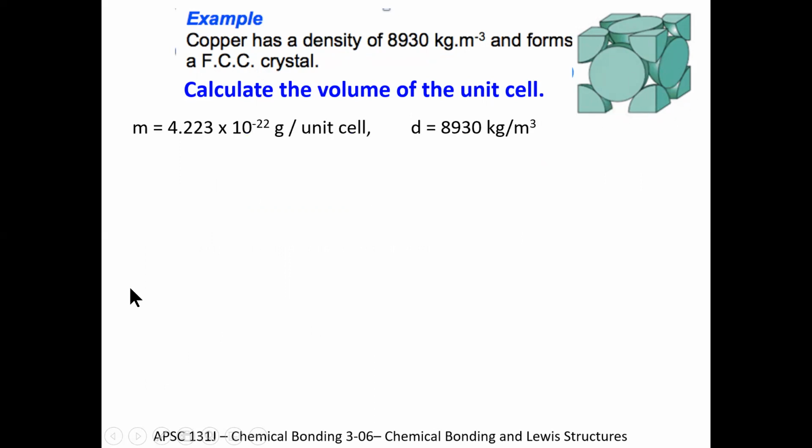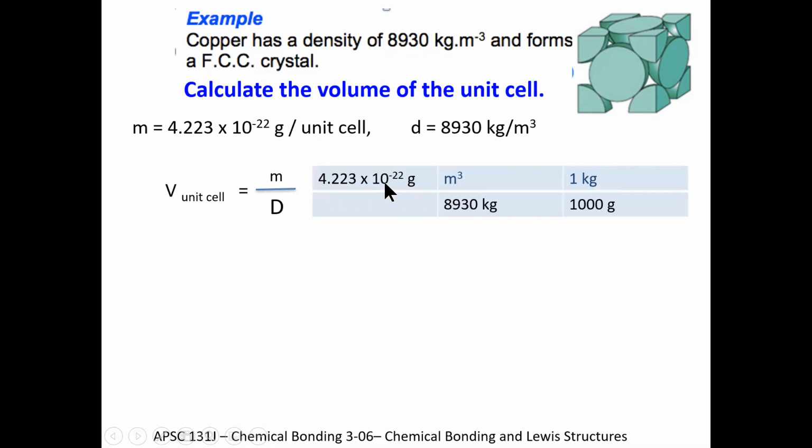It's a perfect cube. So we know mass is that many grams per unit cell. We know the density, which was given to us. So we can rearrange the density equation. The volume of a cell is really mass divided by density. This is the same equation rearranged for volume.